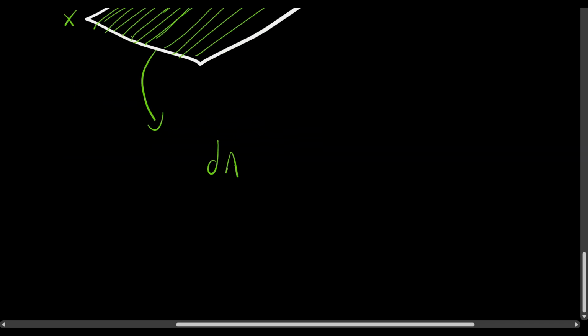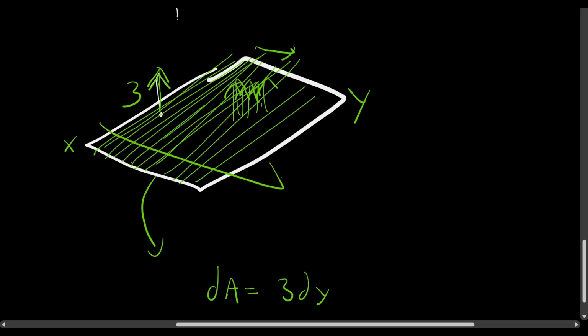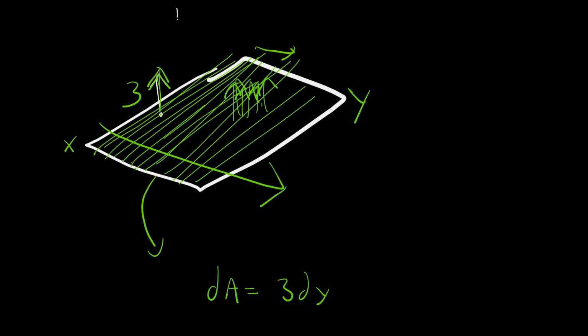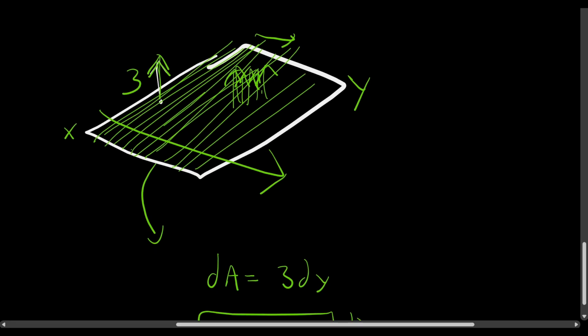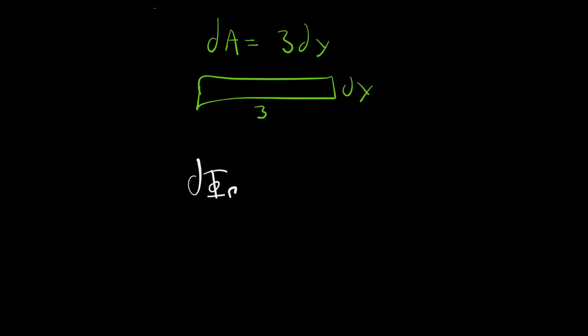So dA must be 3 dy. Thin little rectangle, dy as a width, and 3 as a length. And you take that rectangle, integrate it through this whole surface, and it'll give you the net magnetic flux through there. Now, of course, it's the change in magnetic flux that we're concerned with, but we'll get to that in a minute. So, like I just said, we're concerned with the change in magnetic flux.